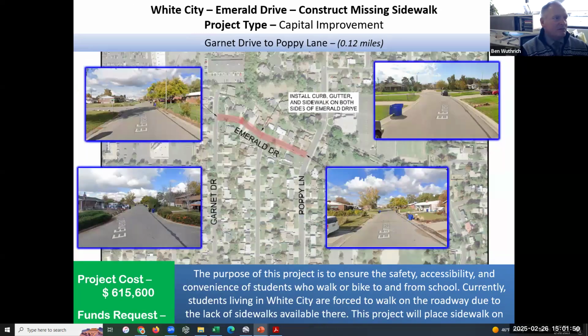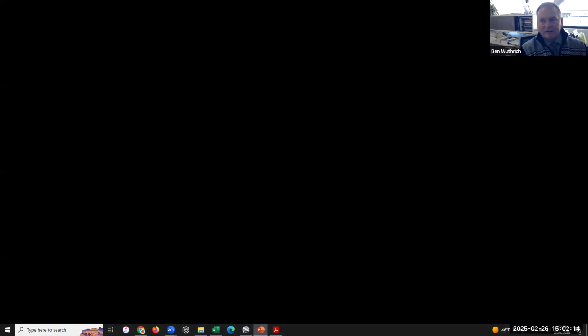The next project is a request from White City. This is on Emerald Drive. This is to construct missing sidewalk between Garnett Drive and Poppy Lane, a little more than 1/10 of a mile in length. Estimated project cost is 615,000 plus, and the funds being requested are 573,000 plus. So that's the last TAP project.